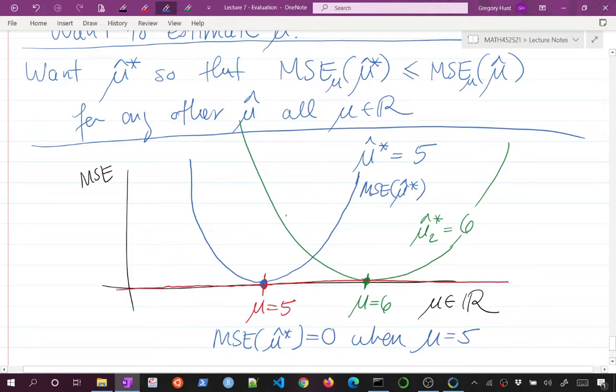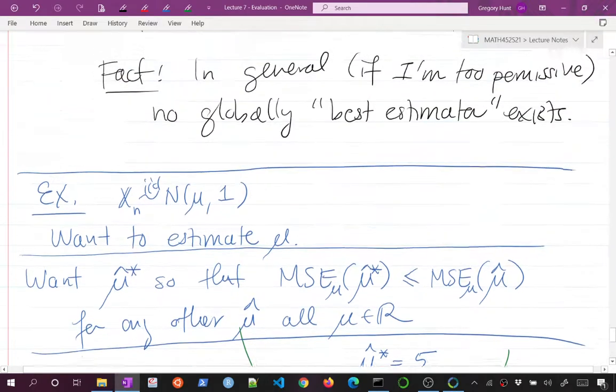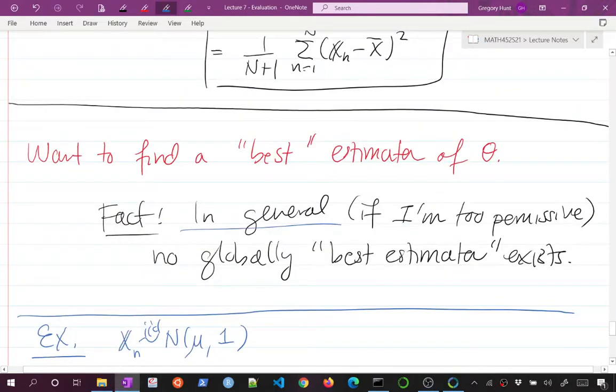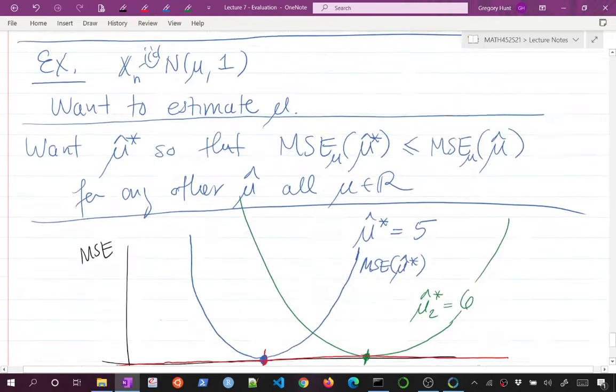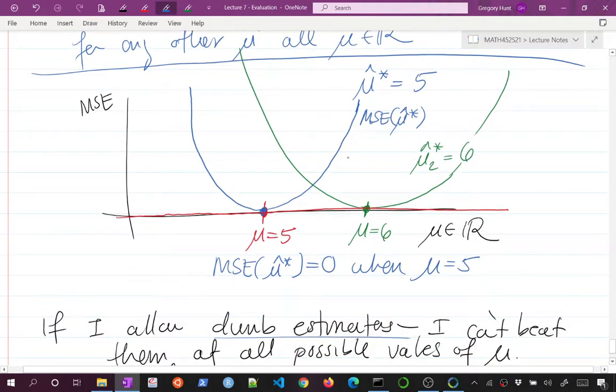So what's the solution, right? The solution is we're going to restrict the possible class of estimators we look at. We're only going to look at, quote, sensible estimators. So this is when I write that we want to find the best estimator. But in general, if I'm too permissive and I allow really dumb estimators, there is no globally best estimator, because there's no estimator mu hat star that has a lower MSE than any other mu hat for every possible value of mu, if I allow really silly estimators.